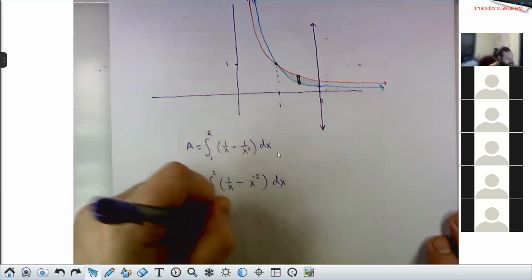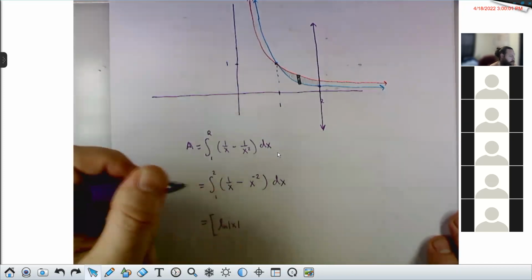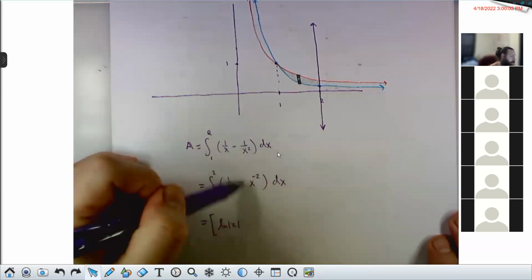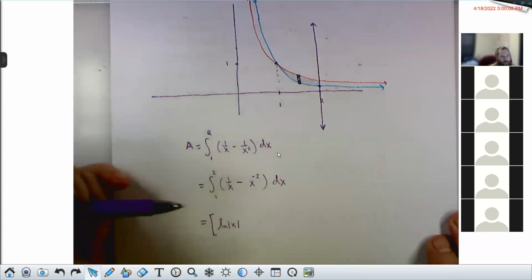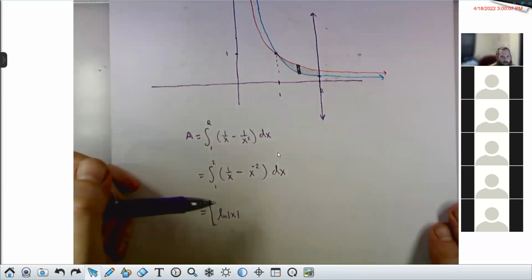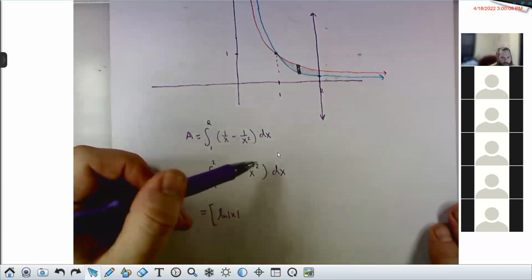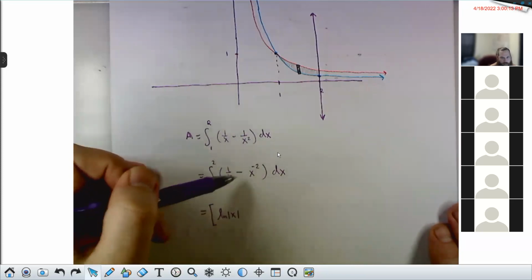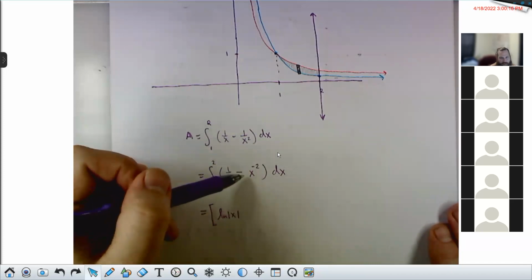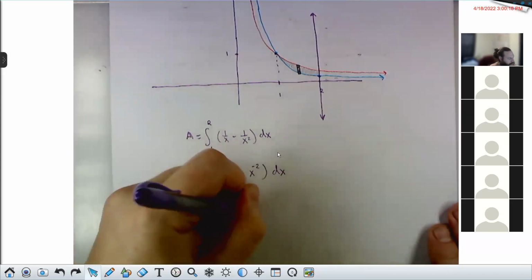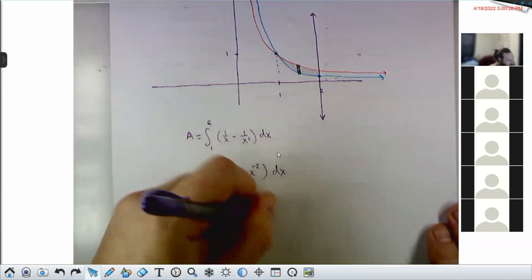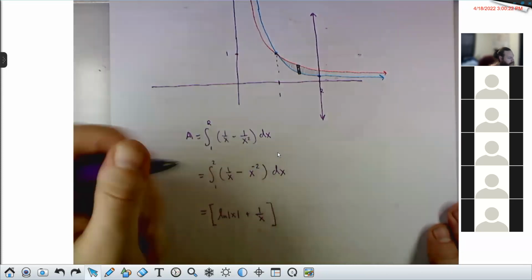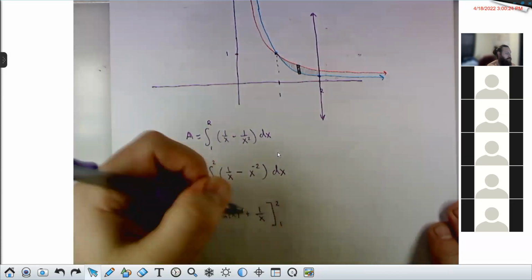So this will be the natural log of the absolute value of x. When you take an antiderivative for x to the negative 2, you add 1 to the power, giving you x to the negative 1, and then you divide by that power. So this will be minus negative x to the negative 1, or plus 1 over x. We evaluate from 1 to 2.